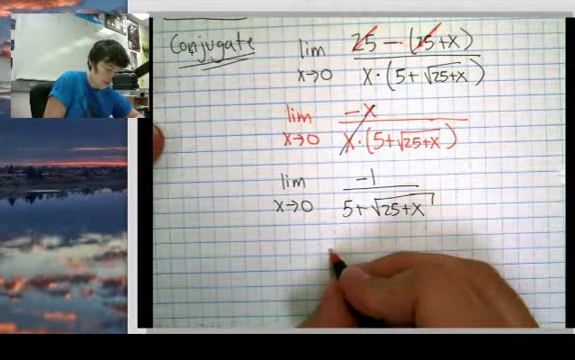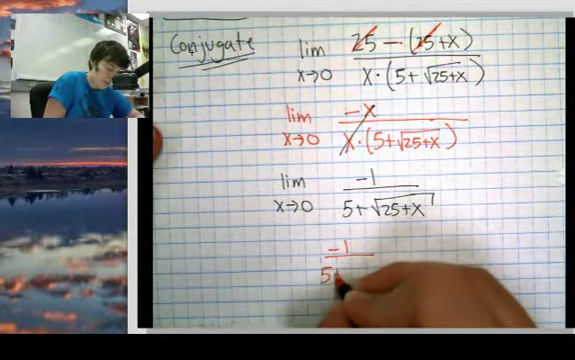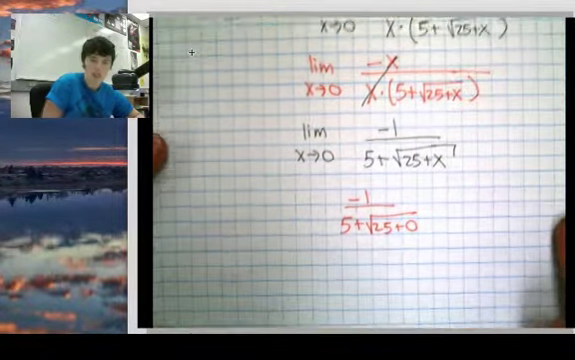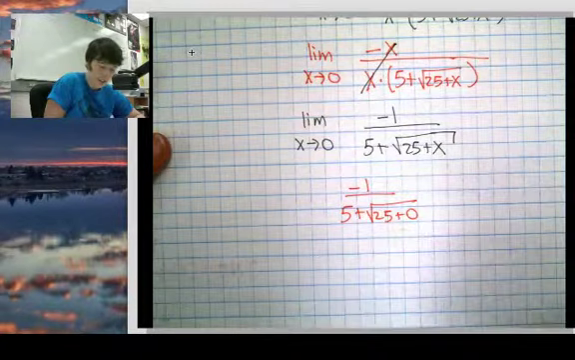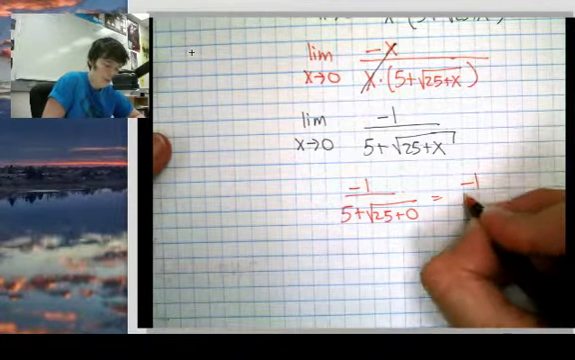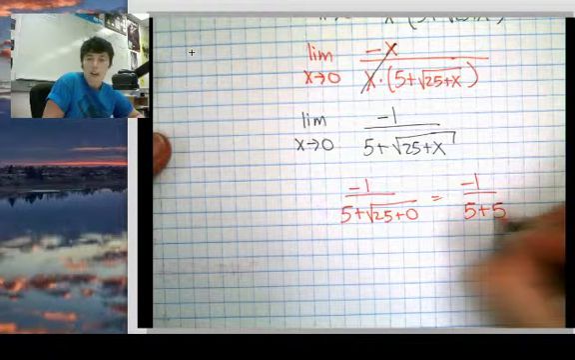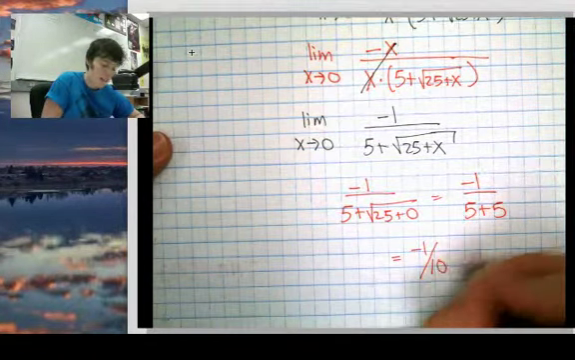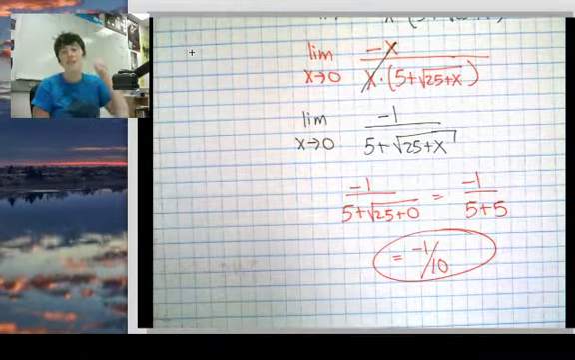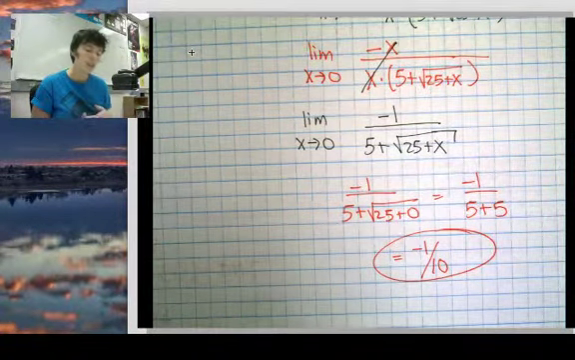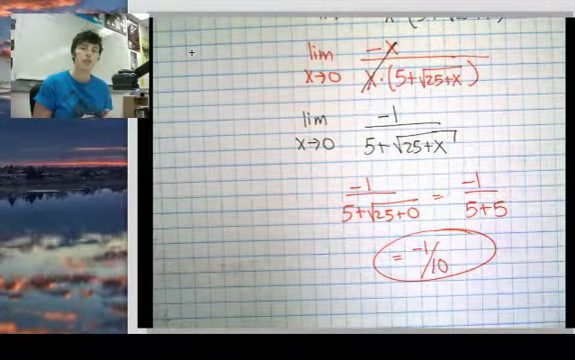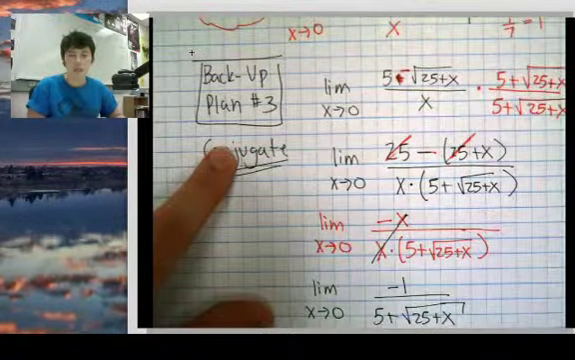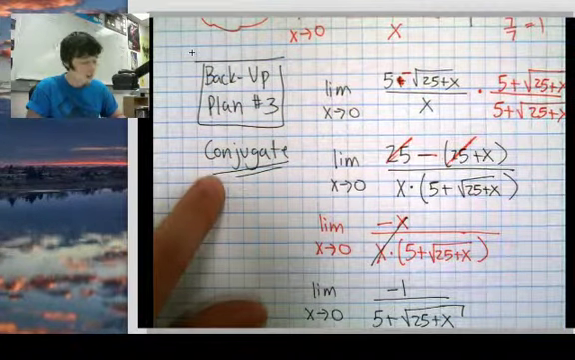Watch this. Negative 1 over 5 plus the square root of 25 plus 0. Not really an issue. The square root of 25 is 5. So I'm going to have negative 1 over 5 plus 5. 5 plus 5 is 10. It's not a big deal. So negative 1 over 10 must be my answer. So this is kind of a different strategy. It's not really getting rid of the fraction, but it's making it better, so you can actually plug in the value. And we call this backup plan number 3, the conjugate strategy.